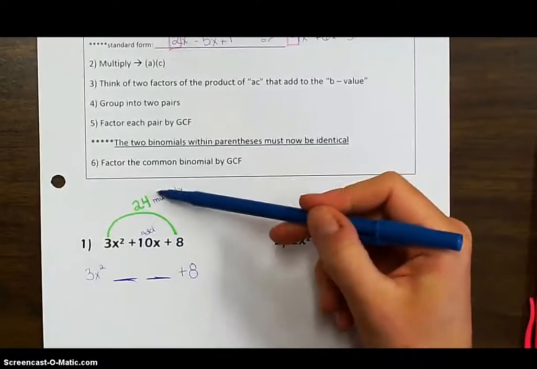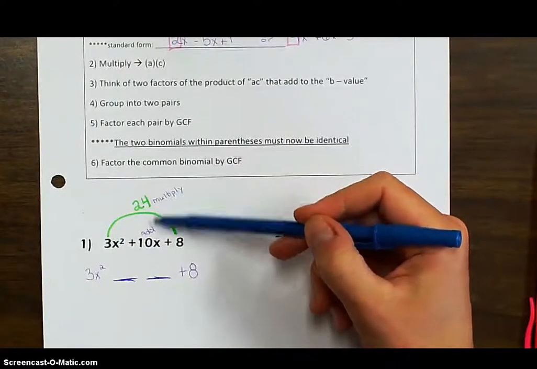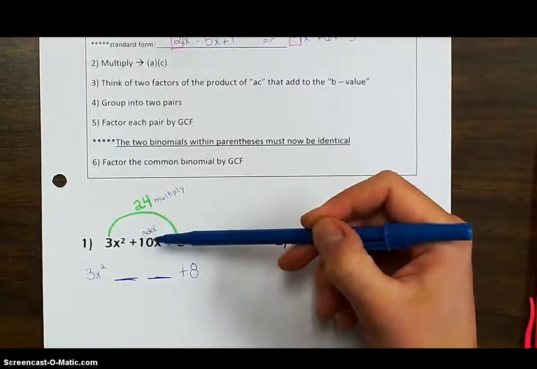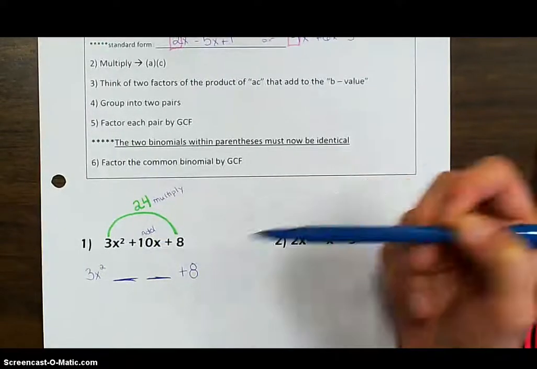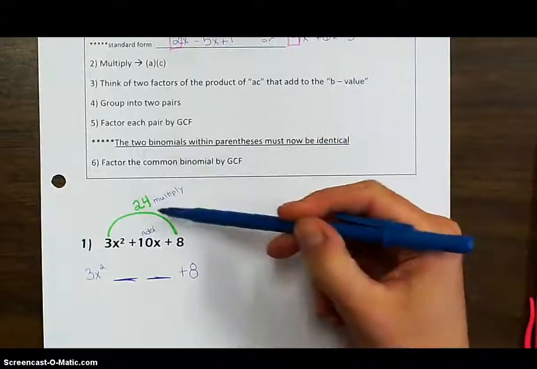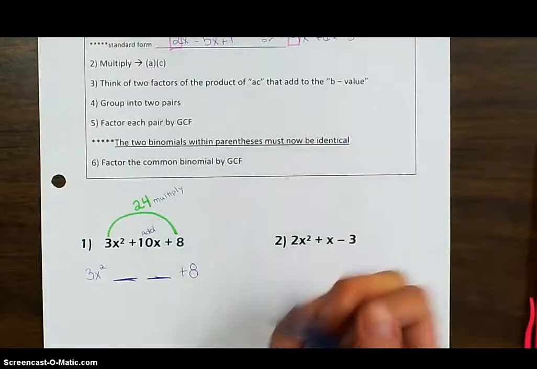Well, that could be 2 and 12, but 2 plus 12 is 14, not 10. It could be 3 and 8. 3 times 8 is 24, but when you add it, it gives you 11. How about 6 and 4? 6 times 4 is 24, and it adds to 10.